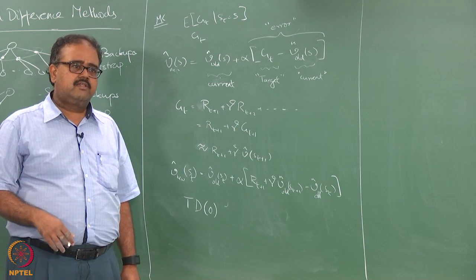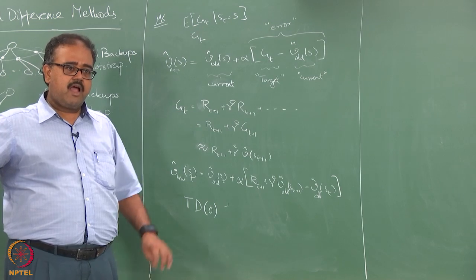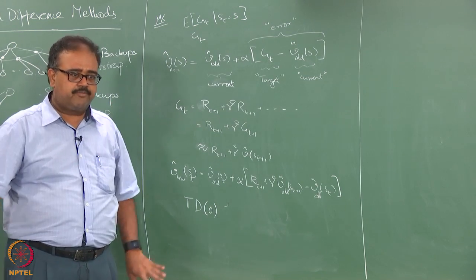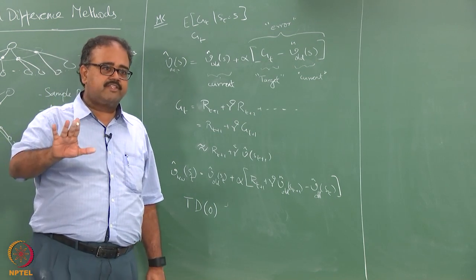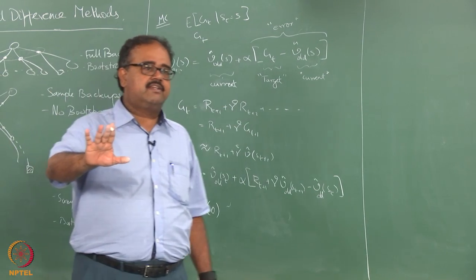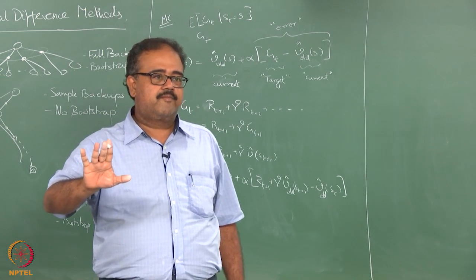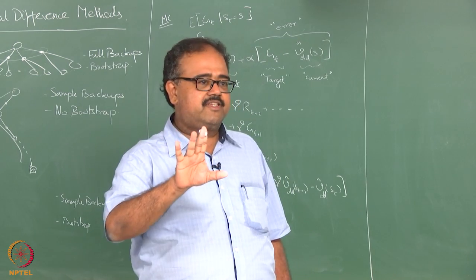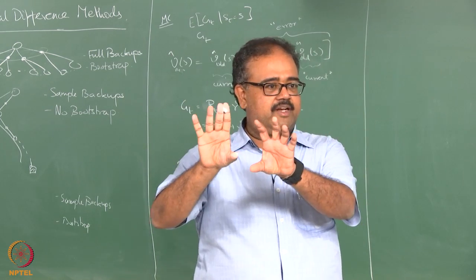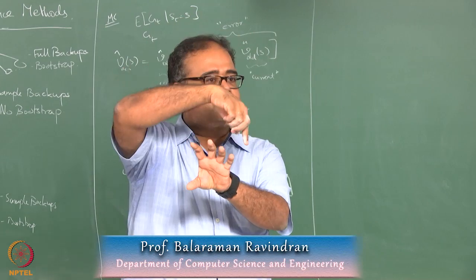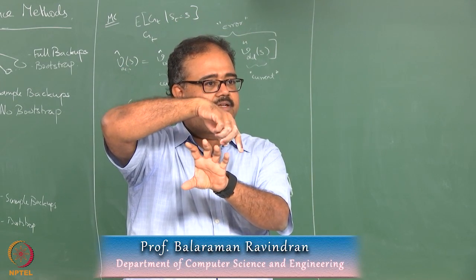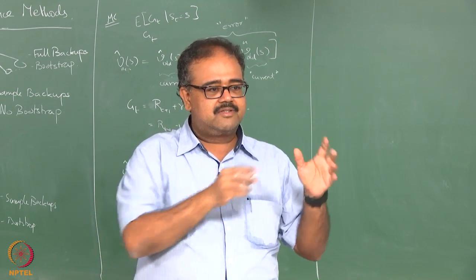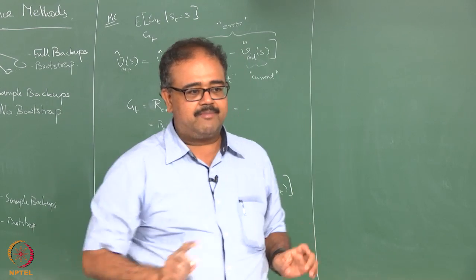You already have v hat of ST plus 1. If I do not have any loops in my state space, v hat of st plus 1 will not even have v hat of st in its expression. The only way v hat of st will enter into the expression for v hat of st plus 1 is if you come back to st, right, but st is a time indexed random variable, so you will never come back to st.